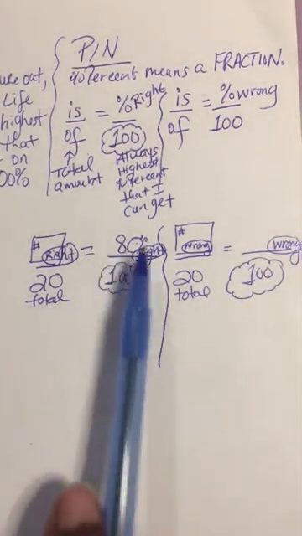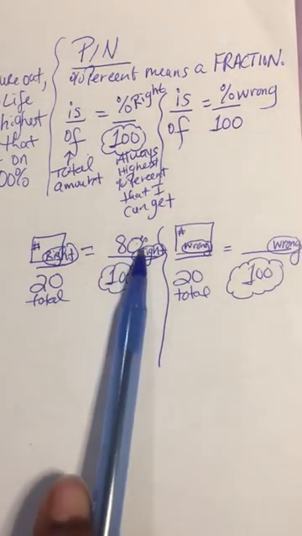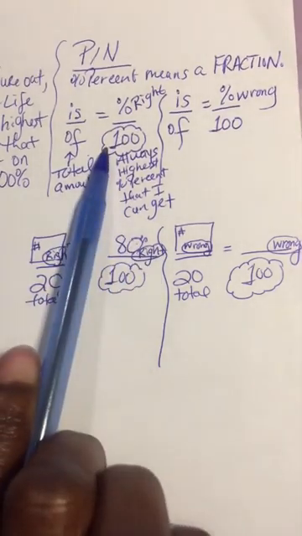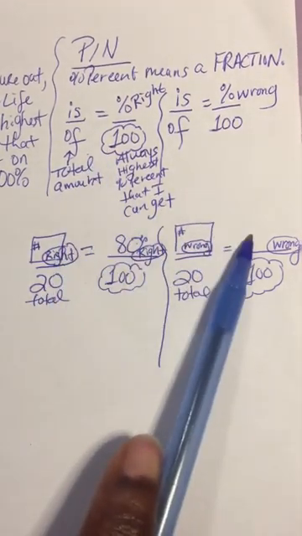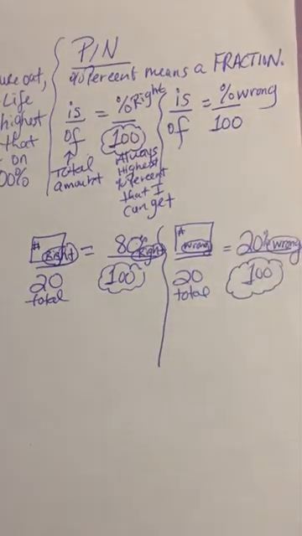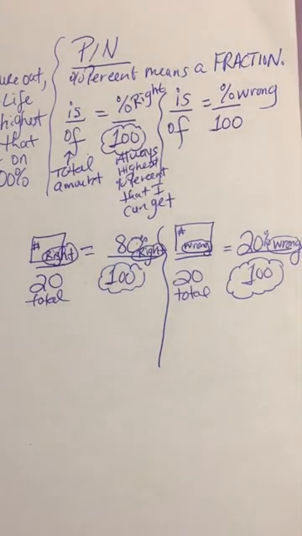If I got 80% right, what percent did I get wrong? We said the total percent that we can get is 100. So if I got 80% right, that means that I got 20% wrong, because 80 plus 20 gives us the full 100%. Now it's easy from here.